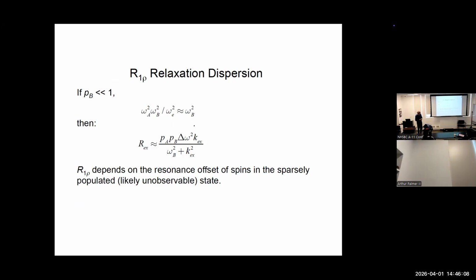And when is that going to be maximum? When is R_ex, as a function of omega B, when is R_ex a maximum? When do I see the most line broadening? What will be true for omega B?